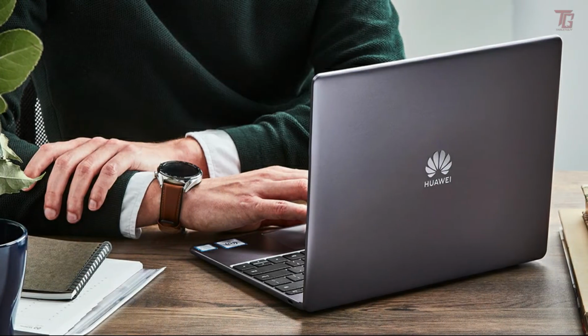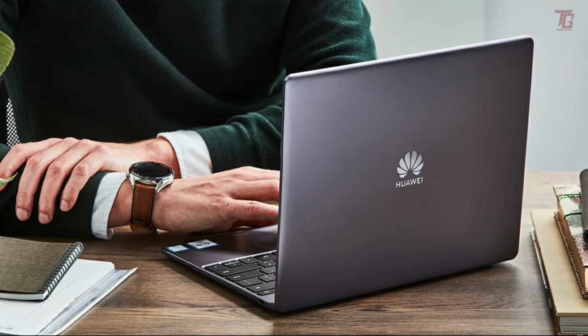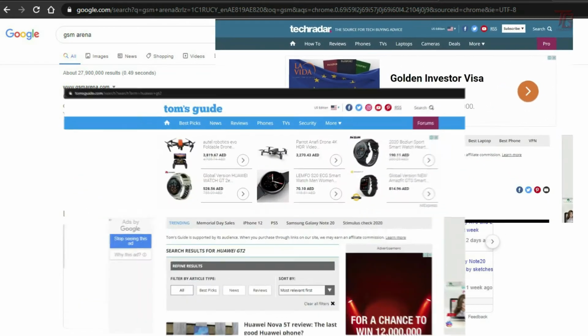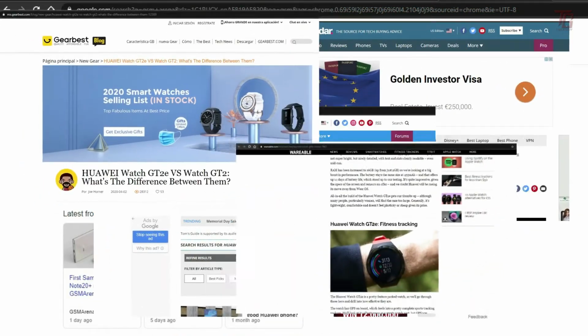As I was looking at the specifications of these watches and all the stuff available on the internet, I came across different information for the watch on different sites that had nothing to do with facts.